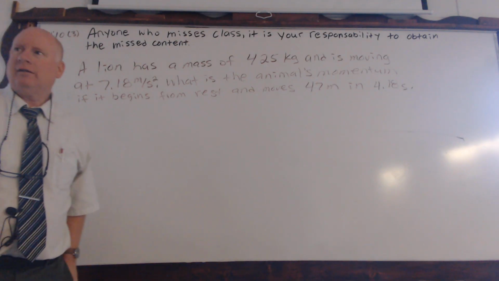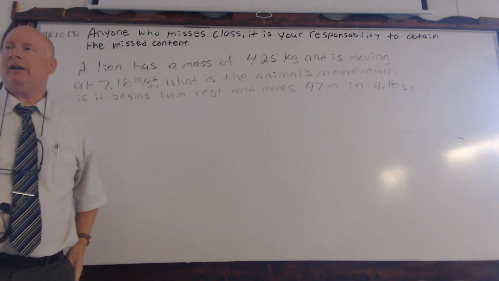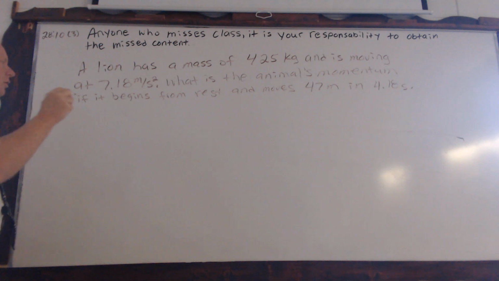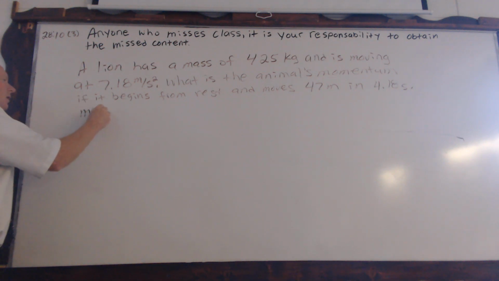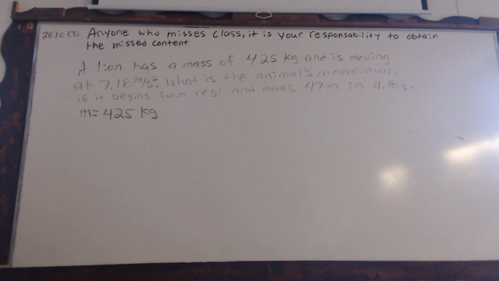I'm saying the lion has a mass of 400 kilograms. Okay, so we have a mass of 425 kilograms. What else do we know? Velocity of 7.8 meters per second. Are we sure? Our initial velocity is 1.8 meters squared.